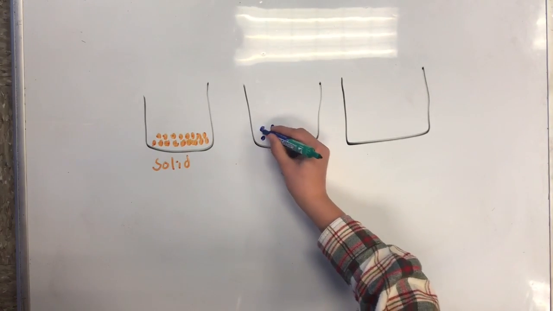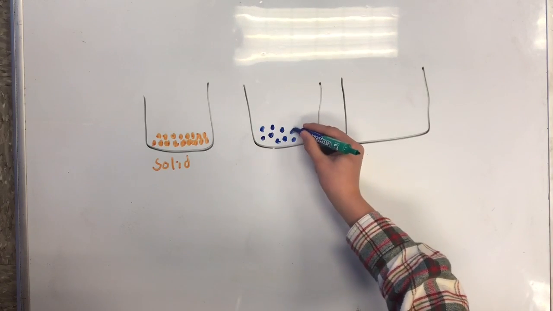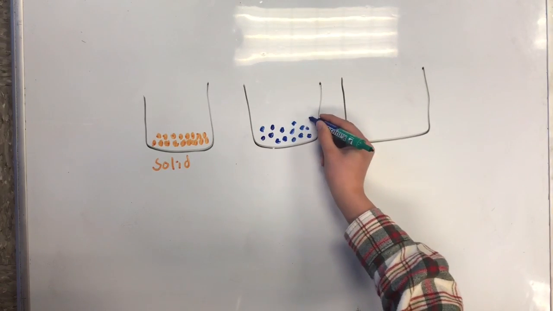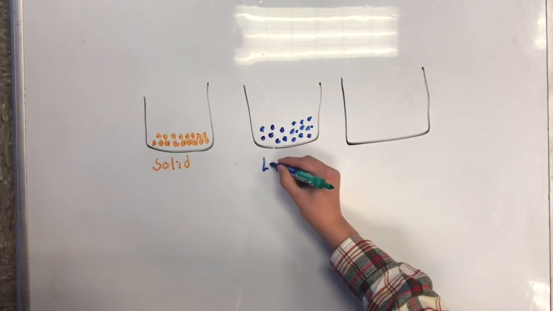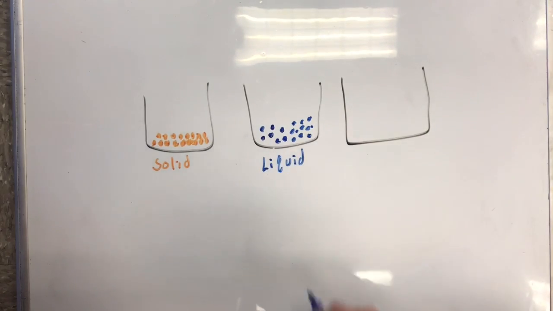The second is liquid, and this is when atoms are loosely arranged and move around. Liquid is not arranged in an organized pattern and will take the shape of the container it's in.